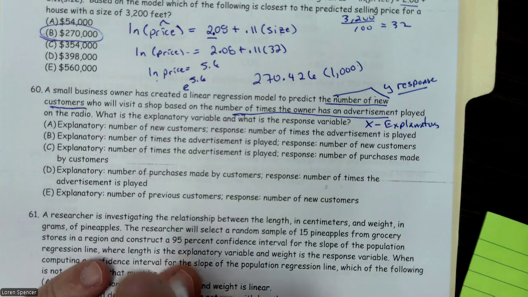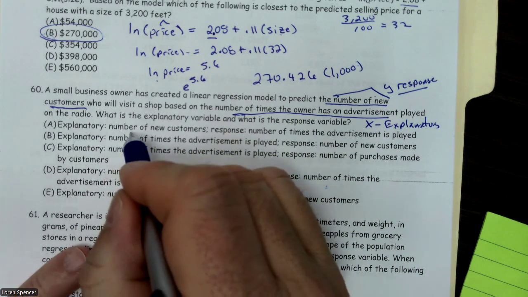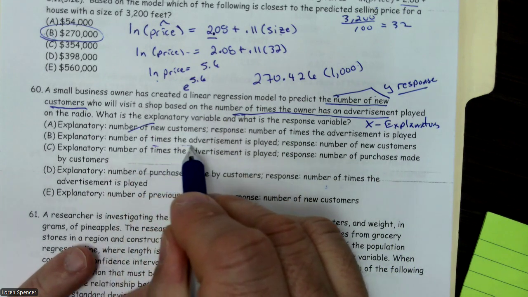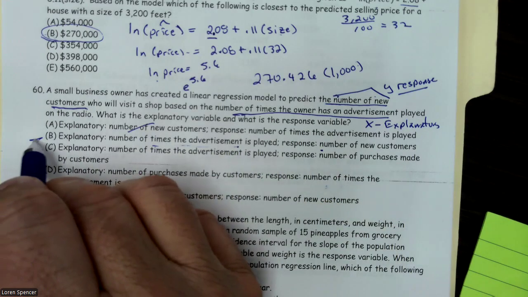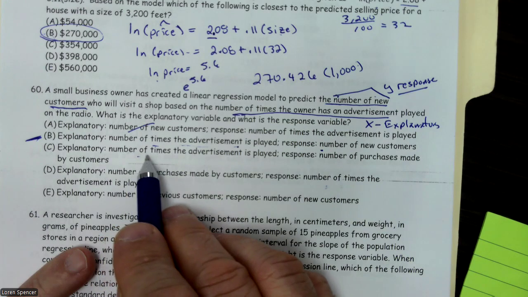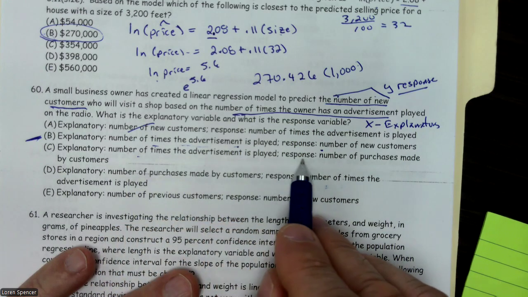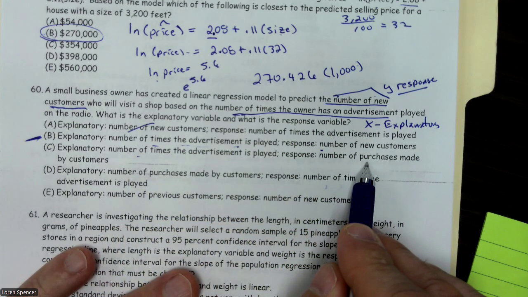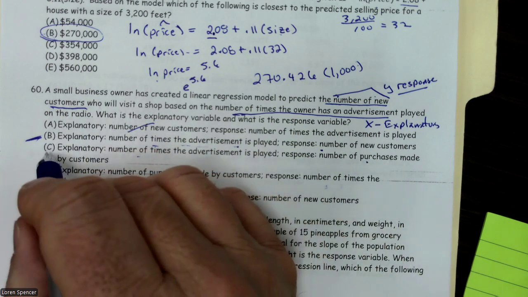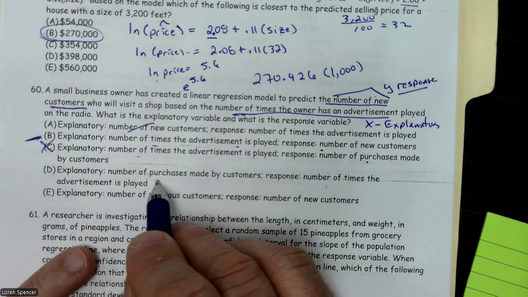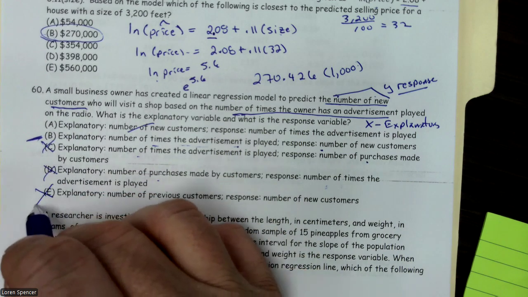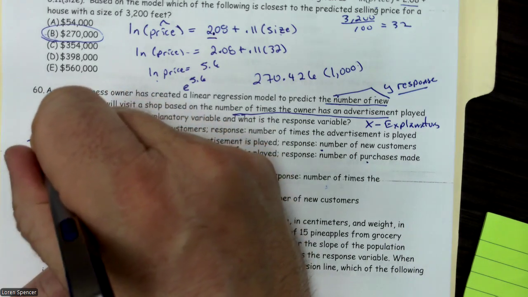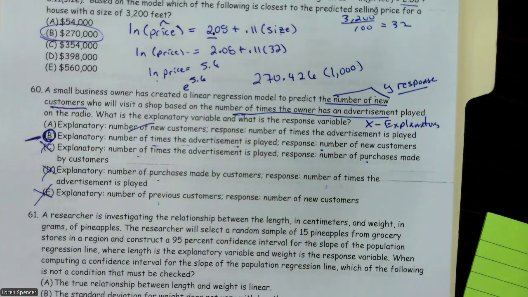So explanatory, number of new customers? No. Explanatory, number of times the advertisement is played? Yes. Response to number of new customers. I like that. Explanatory, number of times the advertisement is played? Response to number of purchases. They didn't ask about the number of purchases. They asked the number of new customers. Explanatory, number of purchases? No. Explanatory, number of previous customers? No. So our best answer to 60 is B.